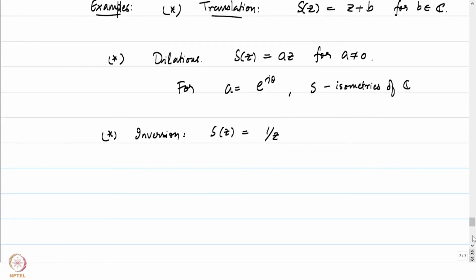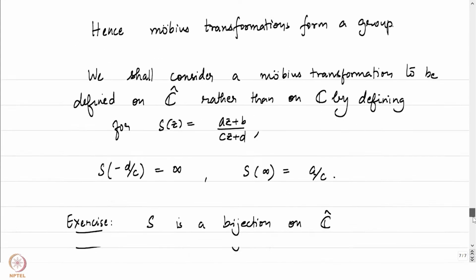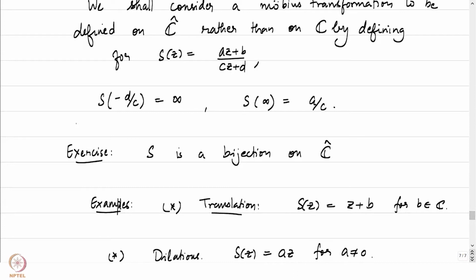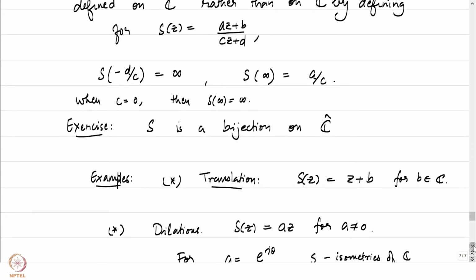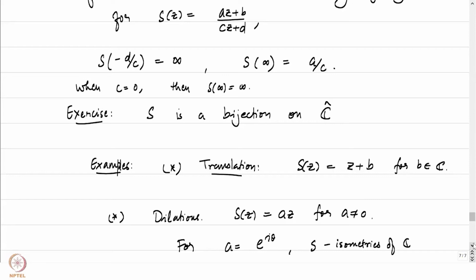So notice that when we are looking at Mobius transformations of the type az plus b by cz plus d, if c is equal to 0, then the denominator doesn't have a root, and in such a scenario S of infinity is defined to be infinity itself. So this is something which should be kept in mind. When c is equal to 0, then S of infinity is equal to infinity, and that's how we will extend it in that case to the map on the extended complex plane.